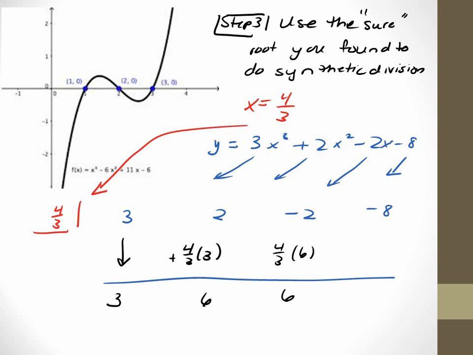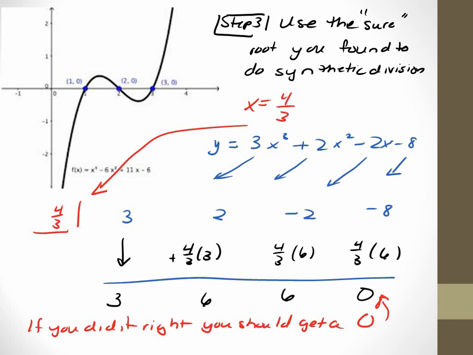Do it again. 6 times 4/3. This is the same problem I did the other day. I'm doing it quickly because I didn't get the recording. I get an 8 down there, and 6 times 4/3, I get 0. How do I know I did it right? I'm supposed to get a 0 at the end. Right? The calculator won't lie to you. It's going to give you the right answer. So if you don't get a 0 at the end, it's an arithmetic error. So that's another way to hunt your mistakes down.